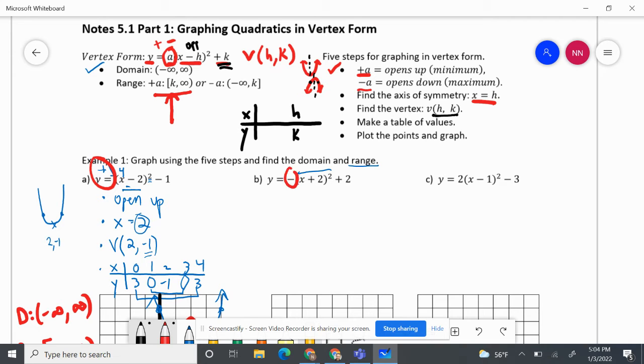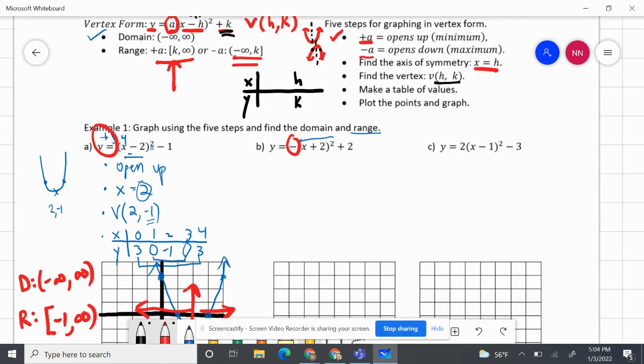Now, our next example, notice that it's negative. What we're going to have is a different range. So we'll get to that in just a minute.